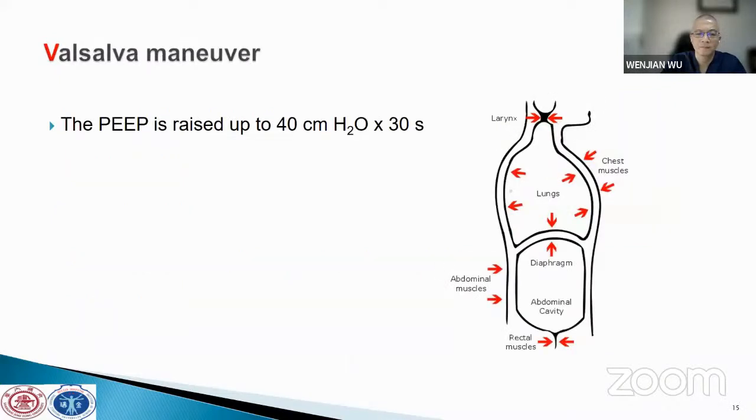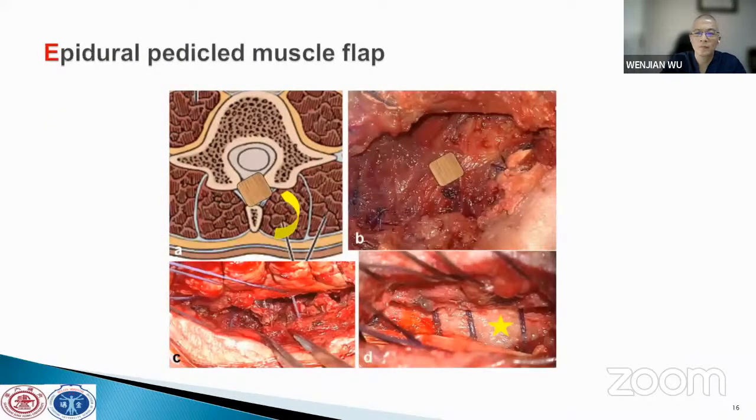Then we can check the effectiveness of the dura repair by the Valsalva maneuver. We can ask the anesthetist to raise the PEEP to 40 centimeters of water and maintain it for 30 seconds. If there is no CSF leak, we can say the repair is effective. If all the previous steps have failed, gentle epidural packing with muscle tissue will prevent the CSF from spilling into a dead space.